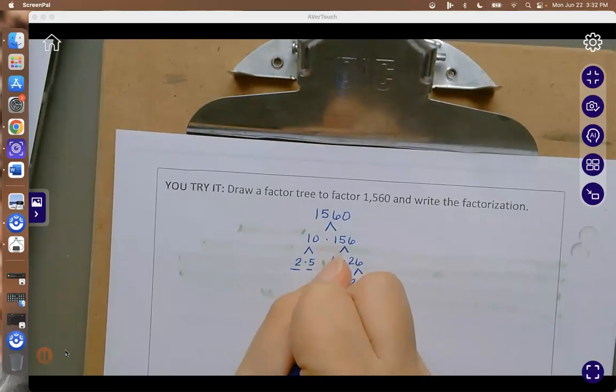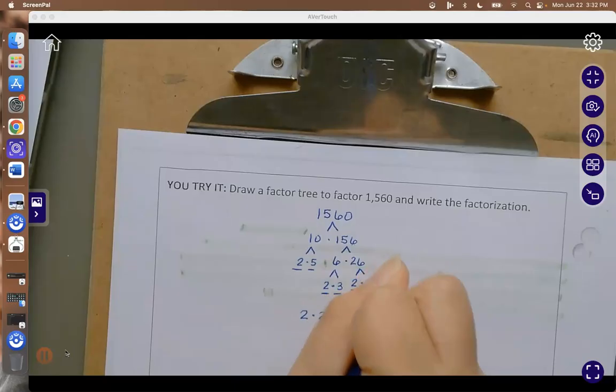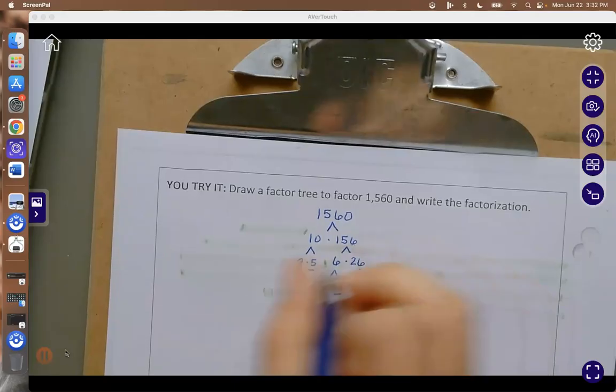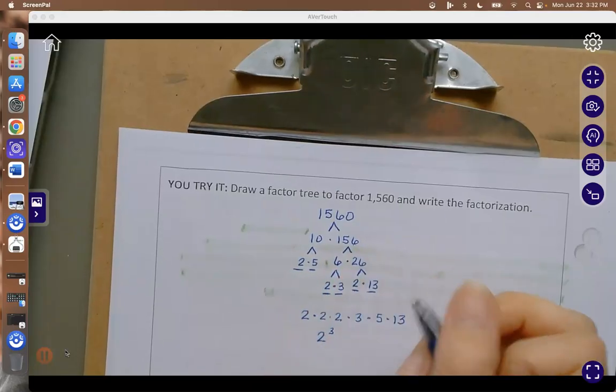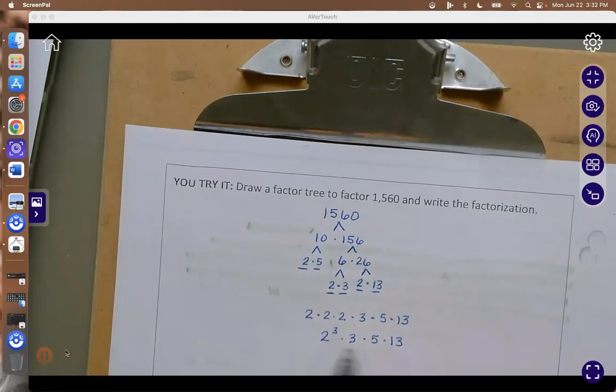So what we have is 2 times 2 times 2 times 3 times 5 times 13. Or the simplified version, I guess you would say, 2 to the third times 3 times 5 times 13. And you could work this out and just double check that that does give you 1,560.